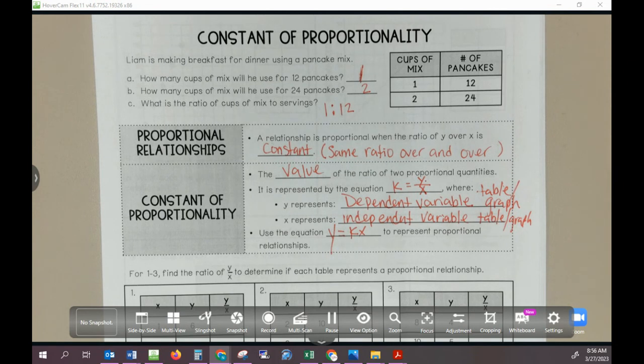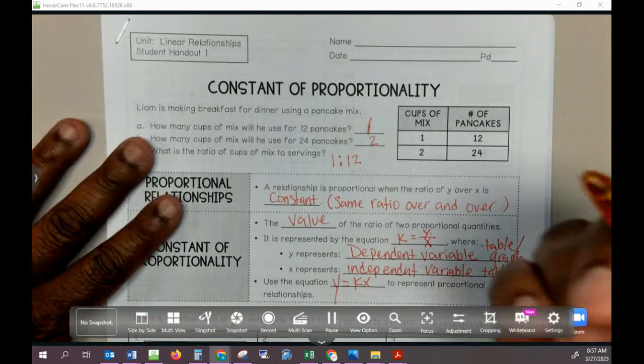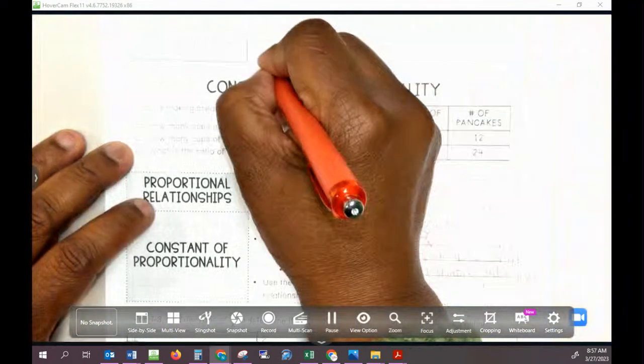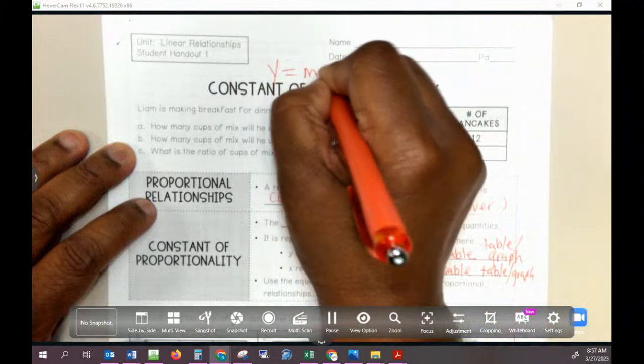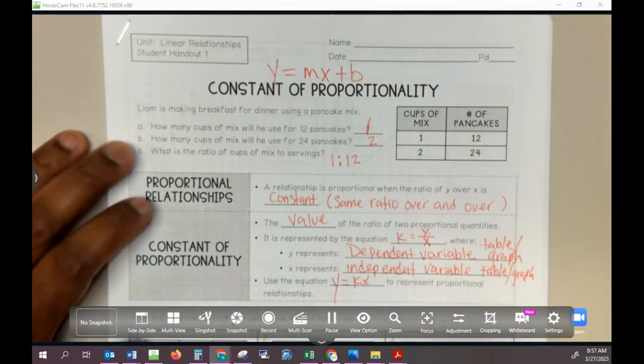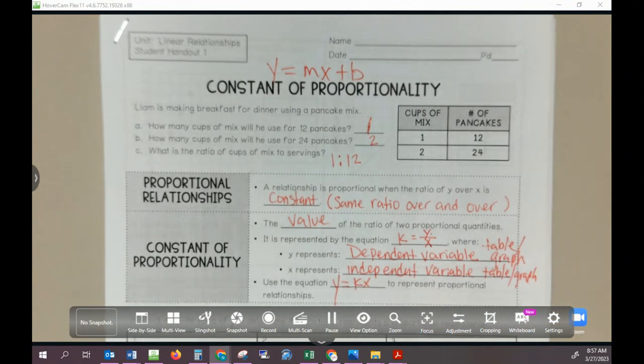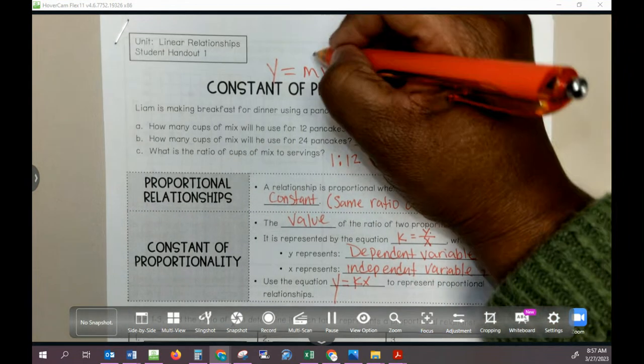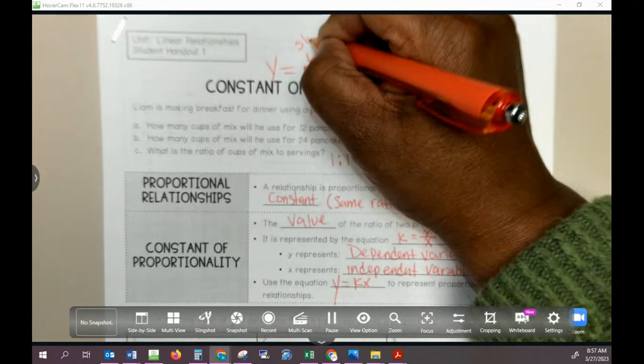So we're going to talk about and look at what that looks like on graphs, on tables, and through an equation as well. So one of the first things we need to understand is when we're talking linear relationships, we're starting out with the equation that everything is stemming from. So the equation everything is stemming from is y equals mx plus b. M is our slope.